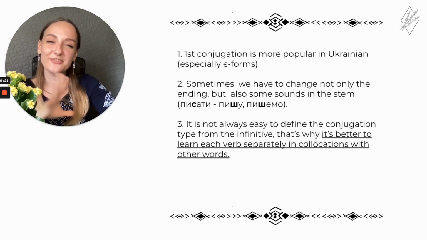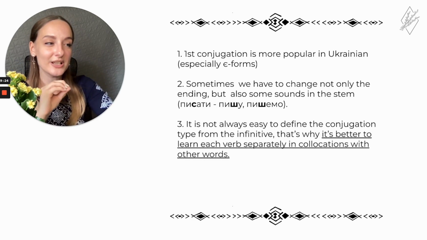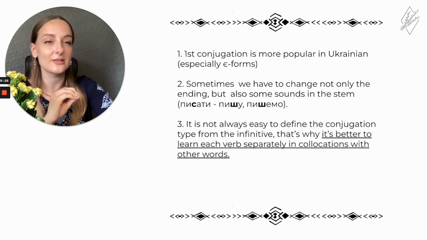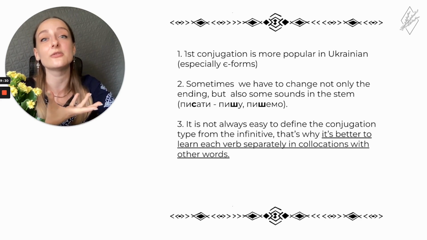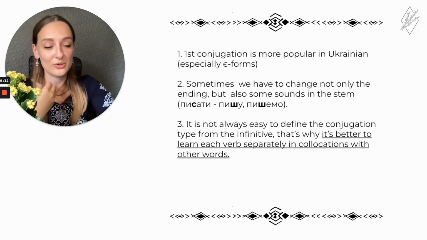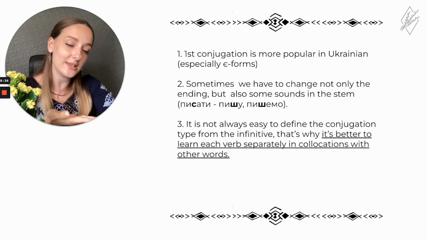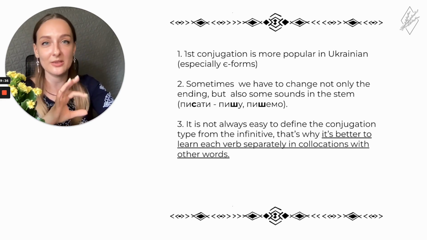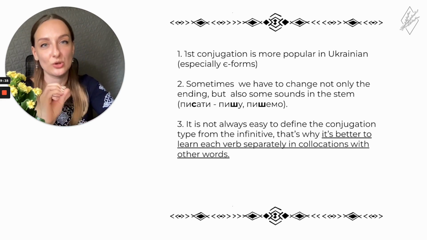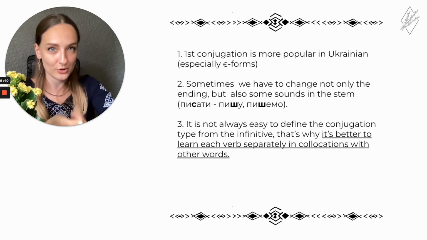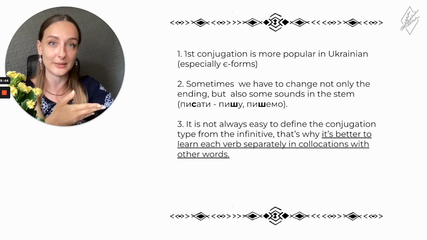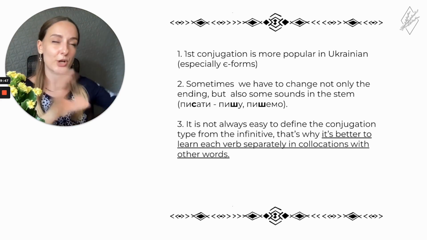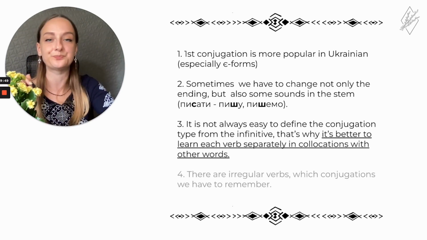Another difficult thing is that in Ukrainian it's sometimes a little bit difficult to define the conjugation from the infinitive form. So when you see an infinitive and its ending, it doesn't always mean that you can know for sure what conjugation it is. That is why I told you that it's important to practice each verb separately. But today we will learn some common rules about it.